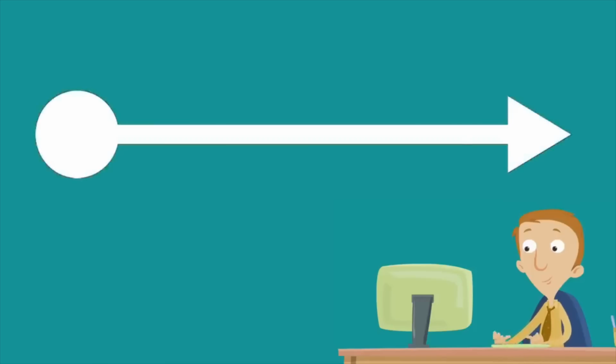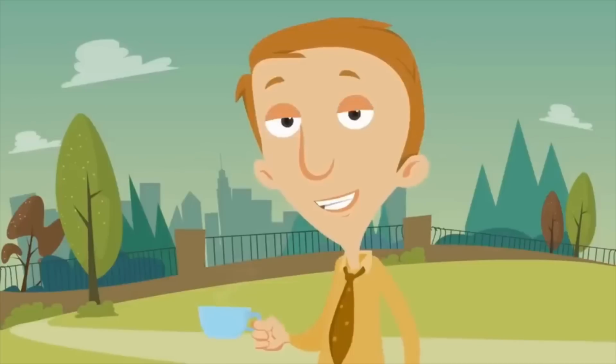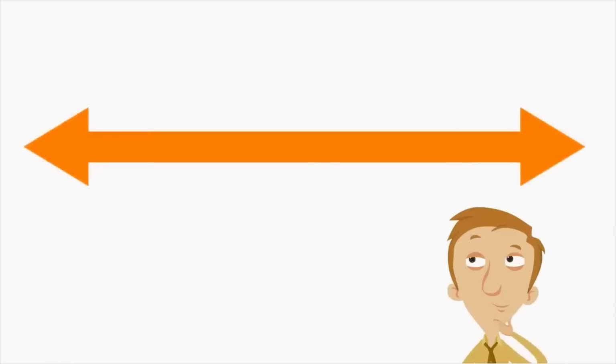What is this? A ray. Awesome. How do we know it's a ray? Yeah, it has an endpoint and an arrow. Very cool. Here is our last one.